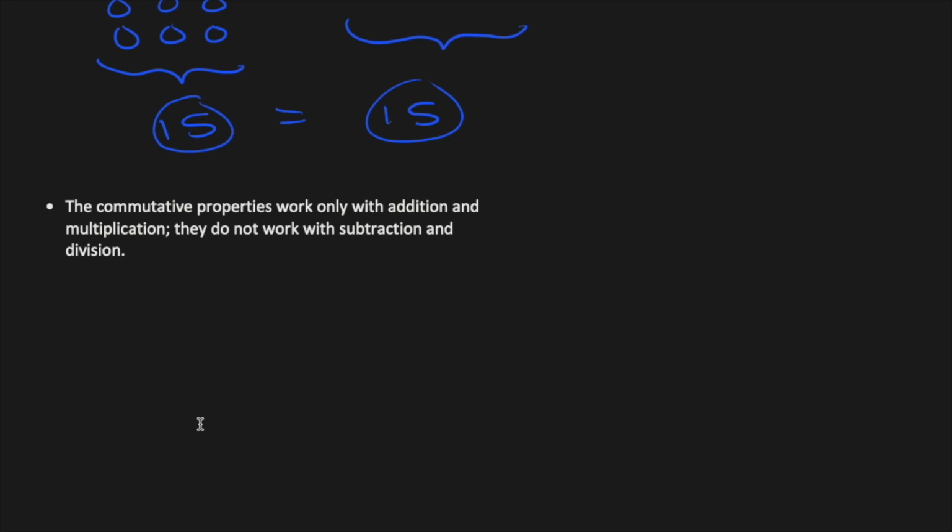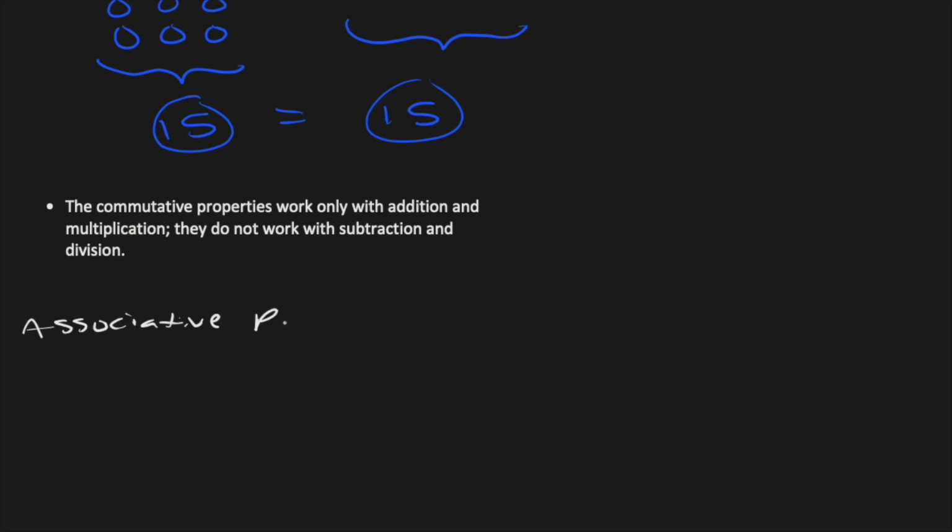Now let's talk about another property, the associative property of addition and the associative property of multiplication. These are a different pair of properties. It tells us that when we are adding 3 numbers or multiplying 3 numbers, the order in which we group the numbers does not matter. What does that mean? Let's write that out.